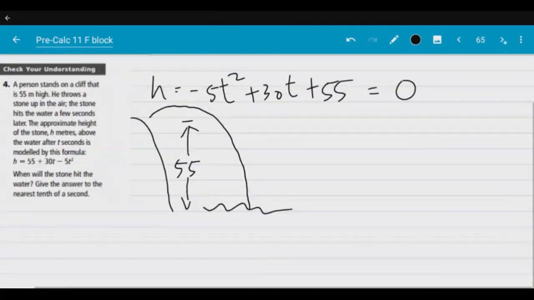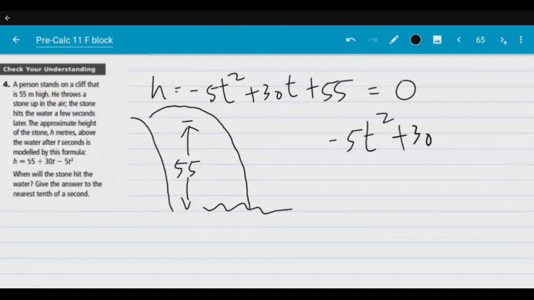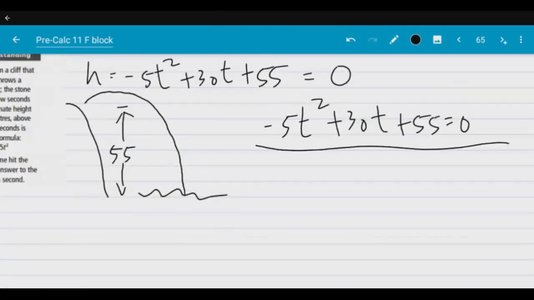Okay. So once again, you see a -5 in front of it. We need to get rid of that. And let's see what we can do. And I think you already can tell you have to divide everything by -5. All right. So -5t squared divided by -5 gives you t squared. 30t divided by -5 gives you -6t. 55 divided by -5 gives you -11. All right.